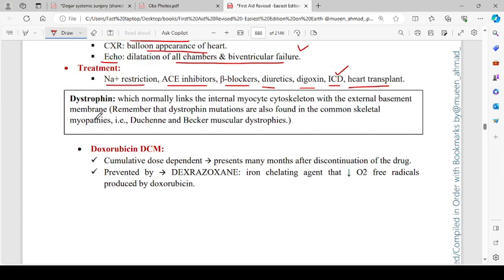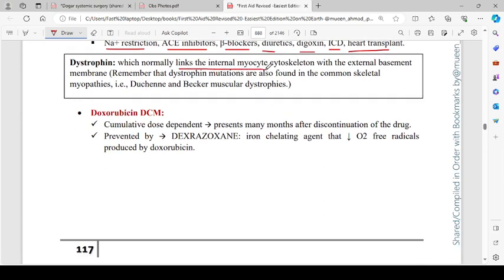What is dystrophin? Dystrophin normally links the internal myocyte cytoskeleton with the external basement membrane. Remember that dystrophin mutations are also found in common skeletal myopathies like Duchenne and Becker muscular dystrophies. So these dystrophies are also a risk factor or causative factor of dilated cardiomyopathy.